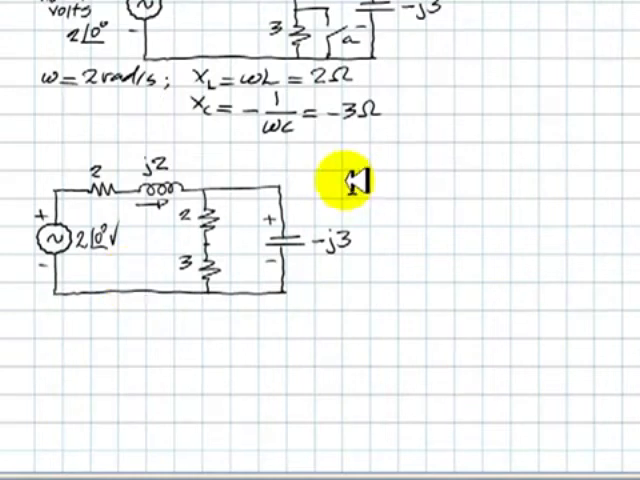That current in the source, which is also the current in the inductor as a phasor, by the way, will be the voltage of the source, which is 2 with 0 degrees, just a real number, 2, divided by the total impedance, which is 2 + j2, this impedance, plus the series of 5 in parallel with negative j3. And that is that current. And we use a calculator to solve for that.